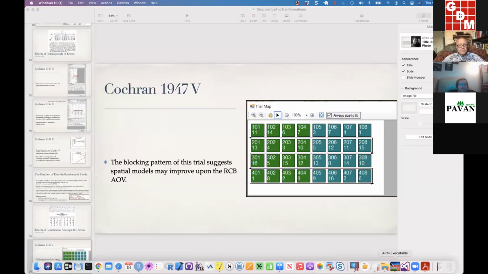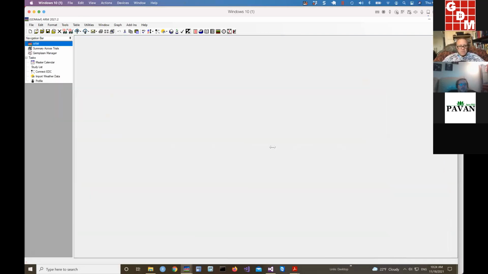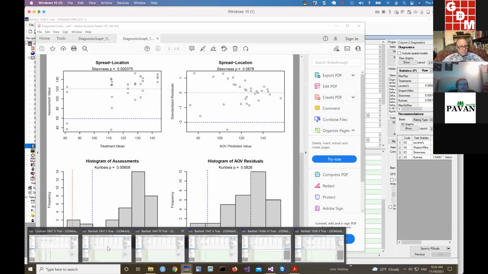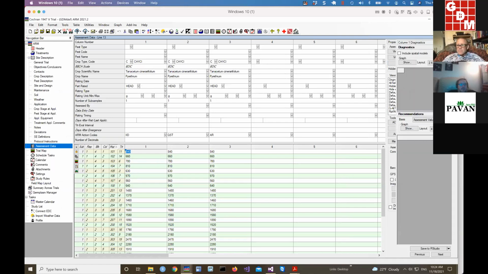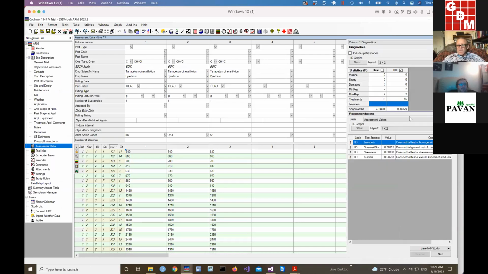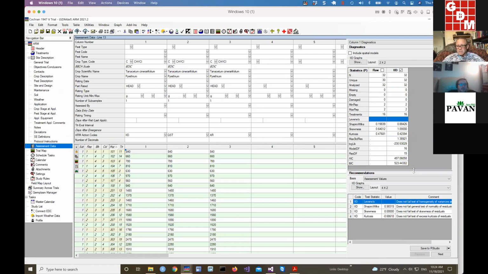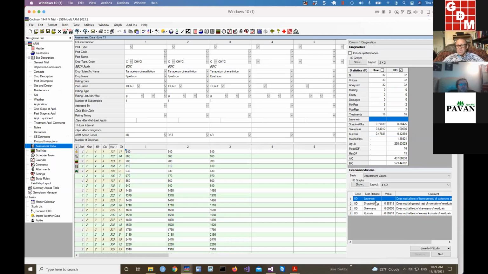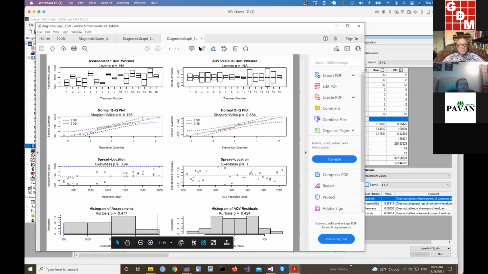So let's escape out of this. And we can close this one, I believe. Cochran trial 2. And we see from these data under the normal conditions that there is no violation of the assumptions of the analysis of variance.